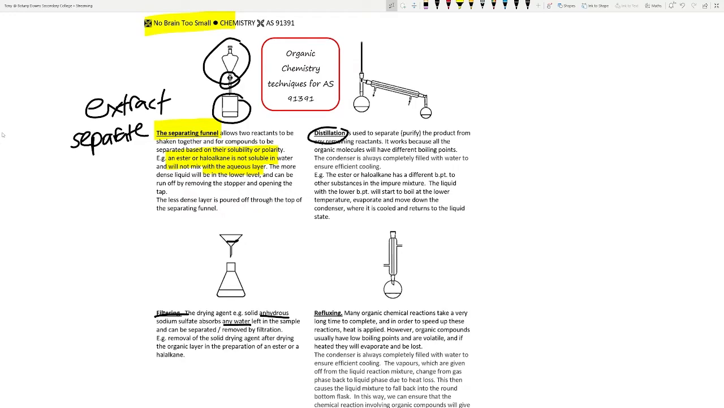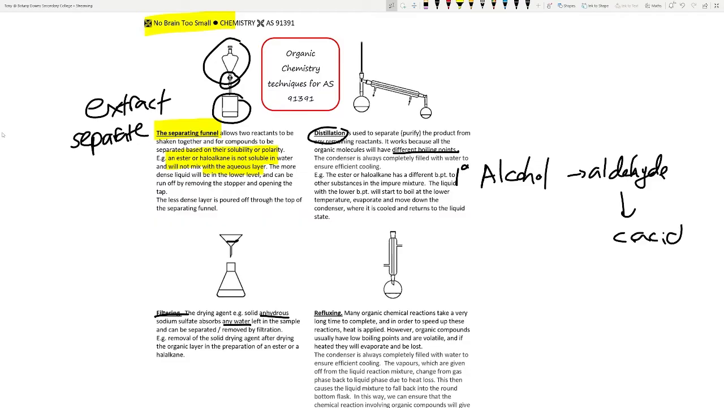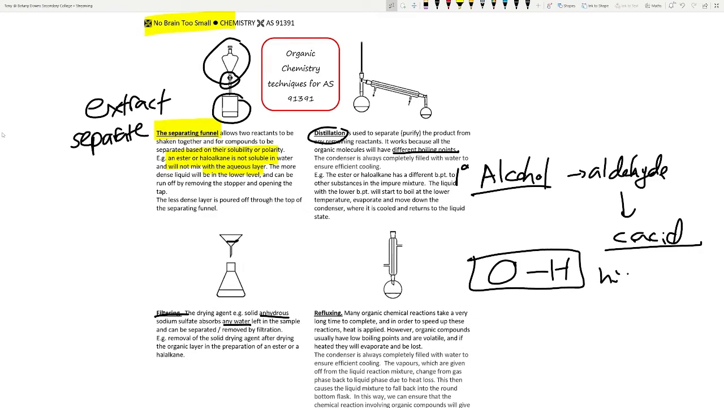Now, distillation is set up like that. I talked about this quite a lot during class. We use it to separate mixtures that have different boiling points. The best example is a primary alcohol turning into an aldehyde, which then turns into a carboxylic acid. Your alcohol and your carboxylic acid both have hydrogen bonding, and as a result they have high melting points and high boiling points.